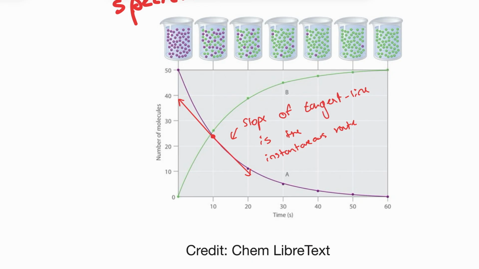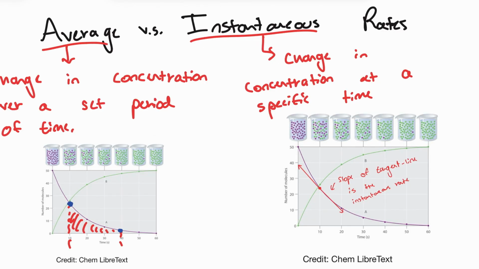And so if we were to draw that in, the slope of this tangent line is going to be our instantaneous rate. If you haven't taken calculus yet, just think of this as the change in concentration for a certain moment. For instance, at this 10 seconds, what is the current slope for our change in concentration? You won't be expected to do any calculus derivatives in AP Chemistry, so don't worry if you haven't taken calculus yet. But that's the difference between our average and our instantaneous rates.